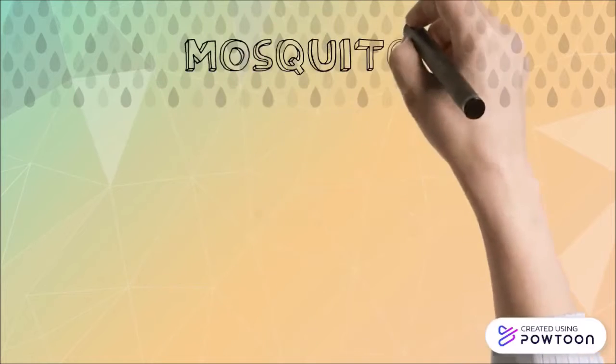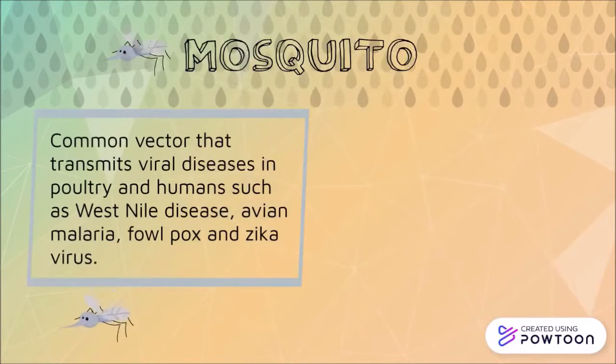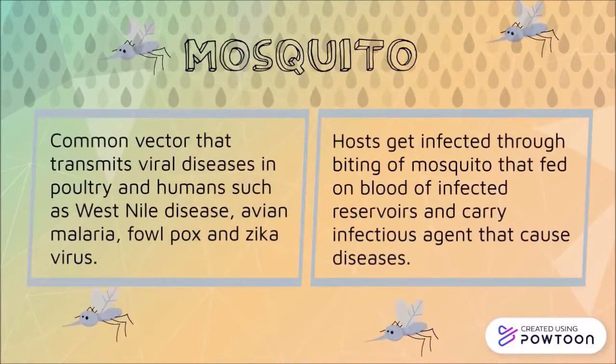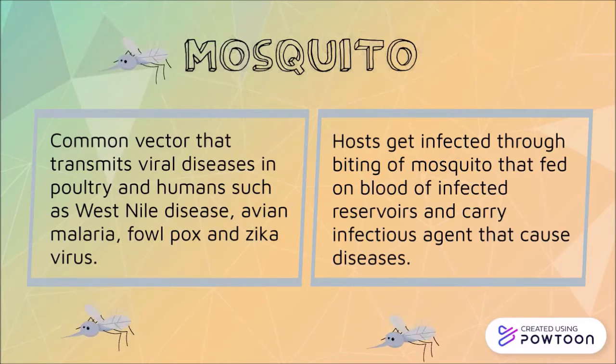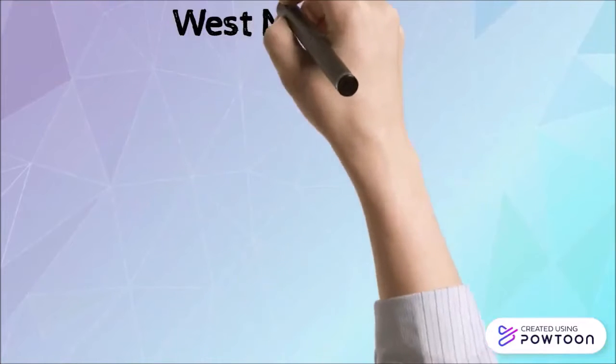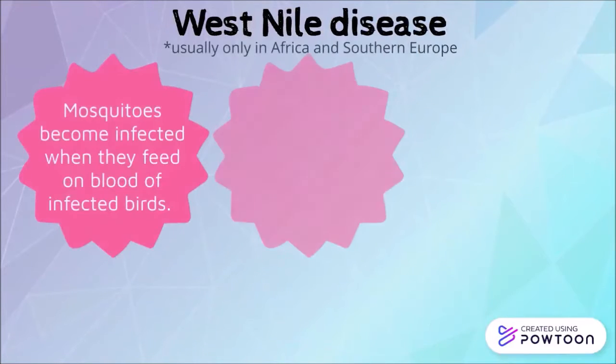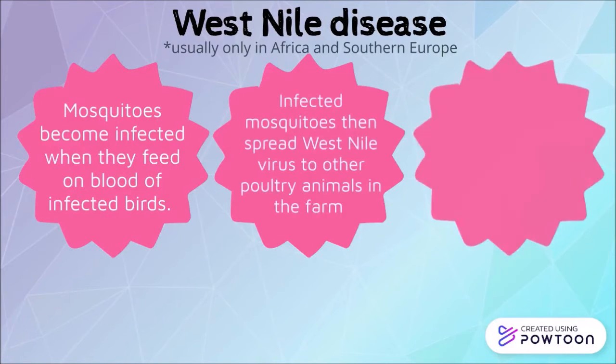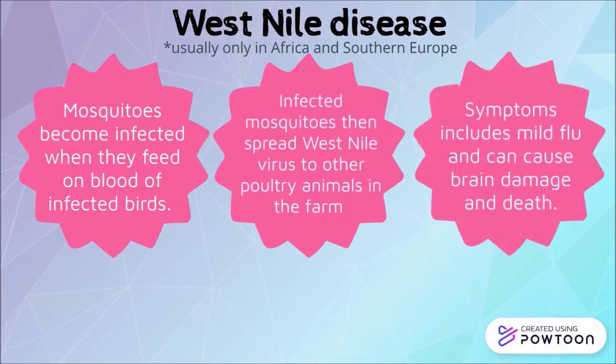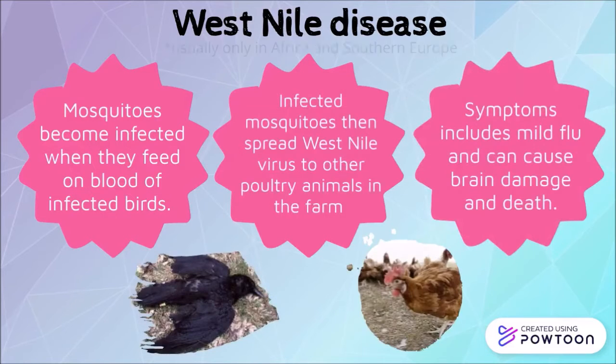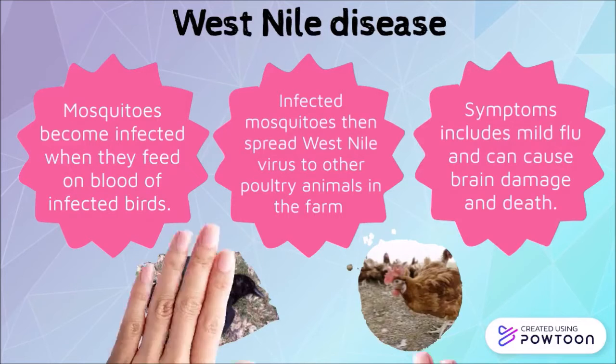Now let's talk about mosquitoes. Mosquitoes are common vectors that transmit diseases in poultry such as West Nile disease, avian malaria, fowlpox, and Zika virus. The host will get infected through the biting of a mosquito that carries the infectious agent that causes the disease. West Nile disease is another disease that can be transmitted by infected mosquitoes to other poultry animals in the farm. The symptoms of West Nile disease include mild flu and can cause brain damage and death.